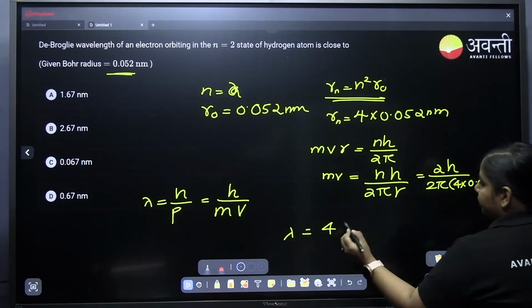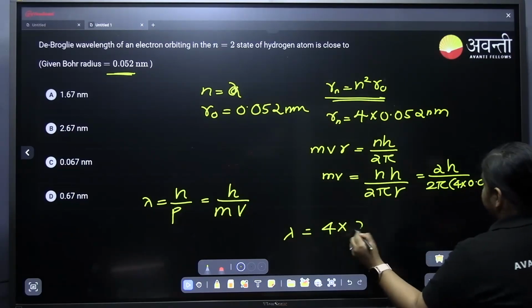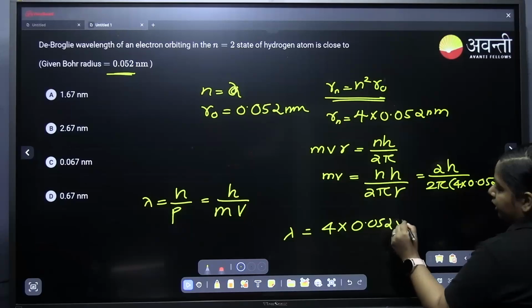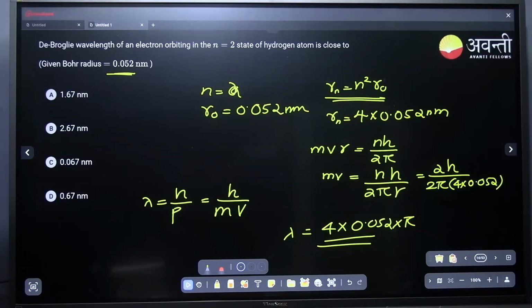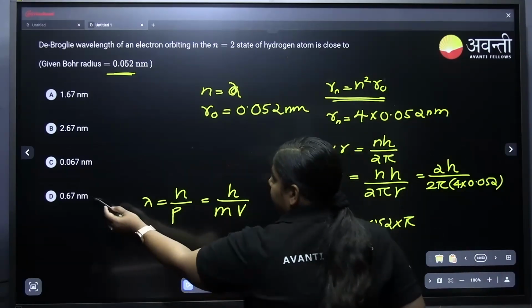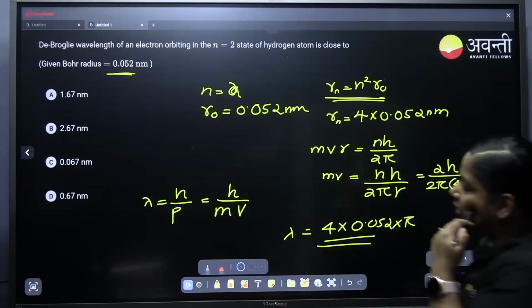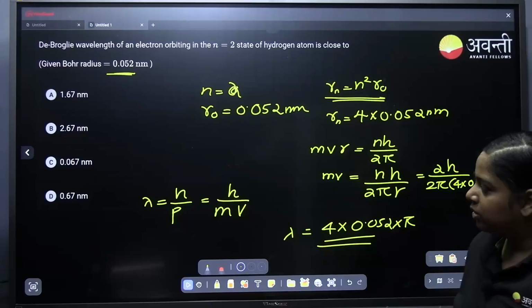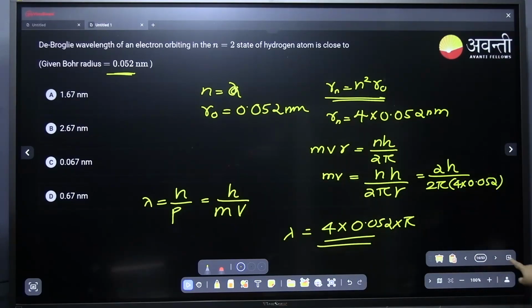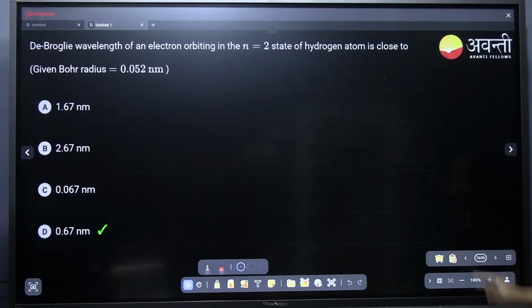Pi into 4, 0.052 into pi. This will be the value of lambda. Okay, the answer is option D, not option D. Actually, I think it's option A. Sorry, let's check. Sorry, option D is the correct answer.